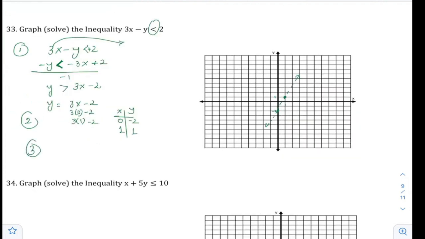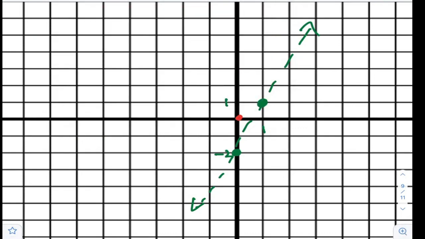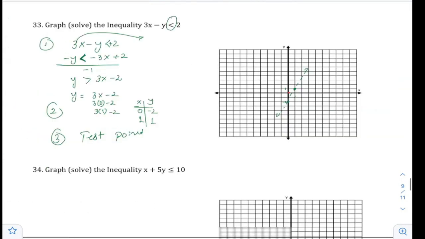So we will use a test point. Use the test point properly. Use a point not on the line. Do not choose a point on the line itself. The easiest point we have is 0, 0 because it is not on the line. And it is easy to replace by 0, 0. So I will replace by 0, 0 in this inequality. The original inequality, 3x minus y less than 2.